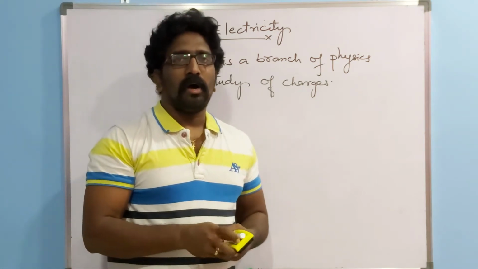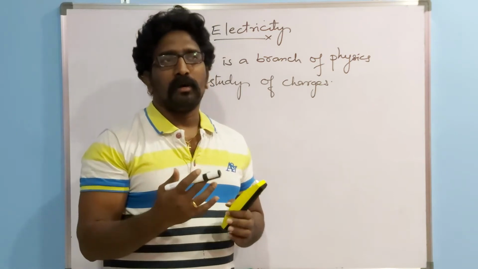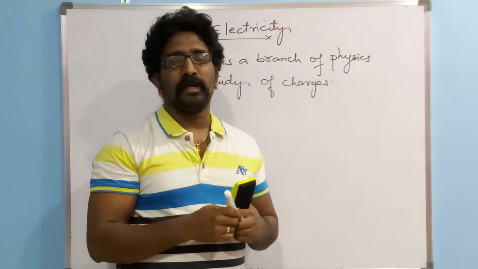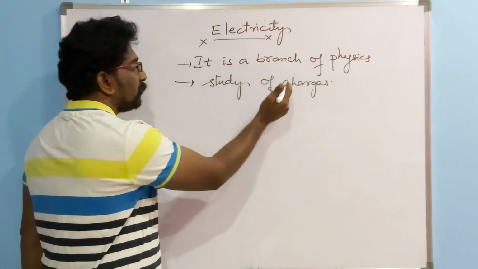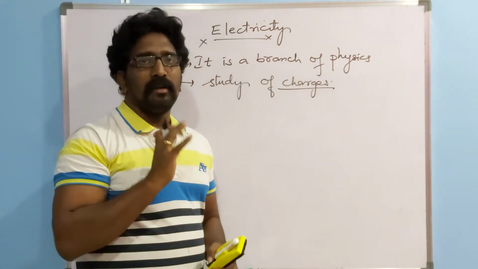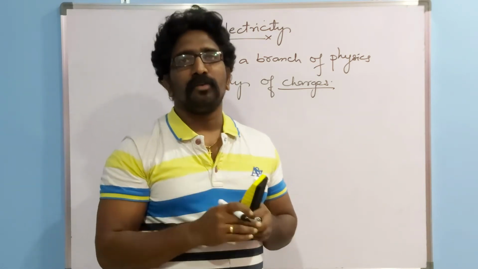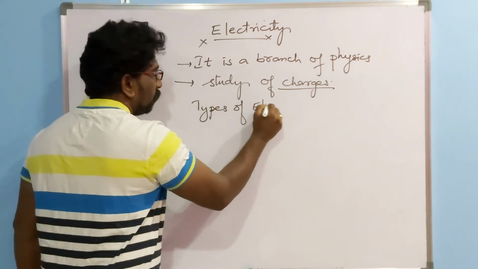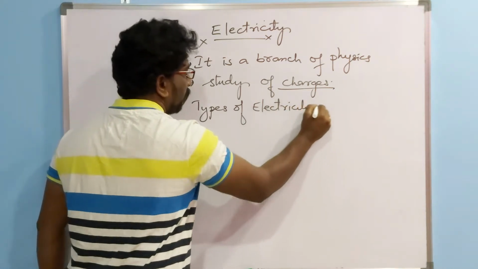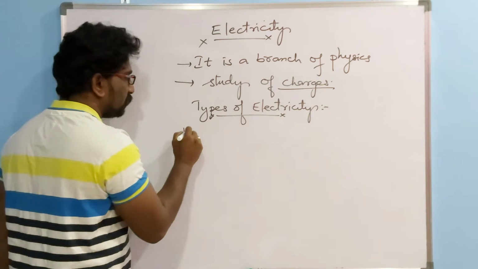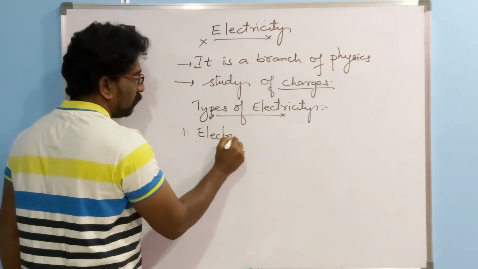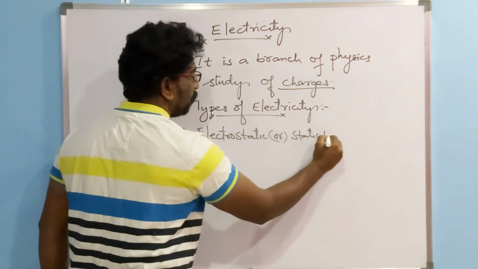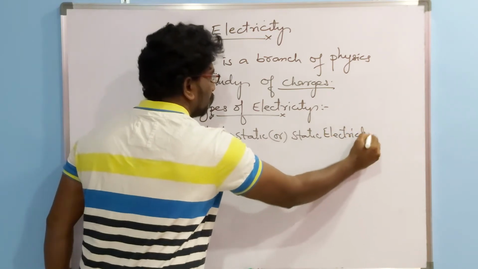So let us see now how to differentiate different kinds of electricities by virtue of a charge. With respect to this charge, electricity has been divided into three different types. The first one is called types of electricities. The first kind of electricity is called electrostatic, or static electricity.